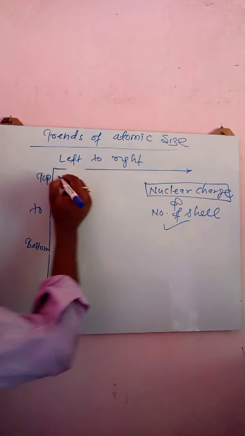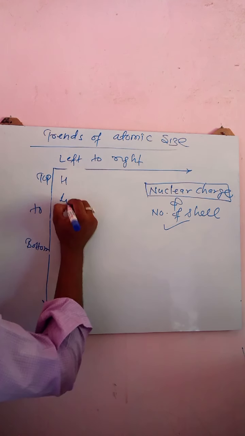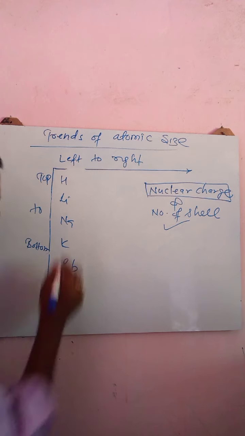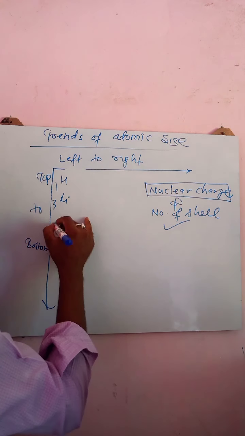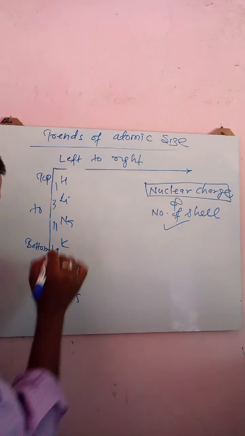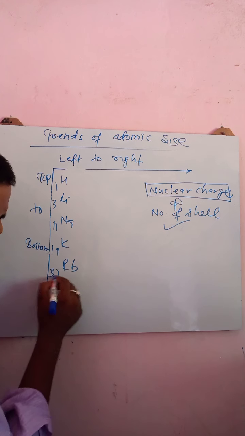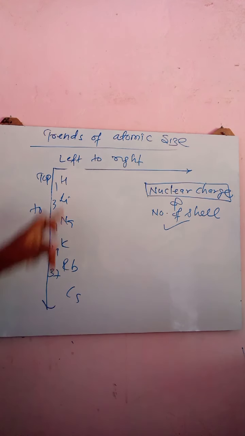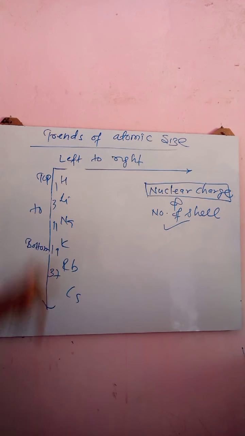Let us consider group number 1: hydrogen, lithium, sodium, potassium, rubidium and cesium. Atomic numbers are 1, 3, 11, 19, 37 and so on, accordingly. So now you can see how atomic size is increasing. Why is atomic size increasing? Because the number of protons increases.